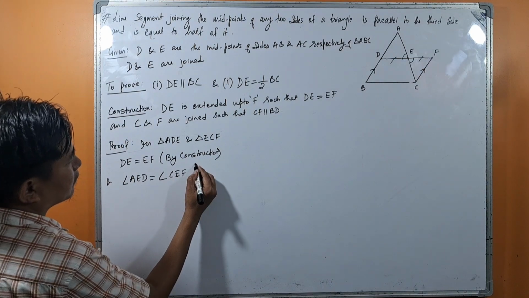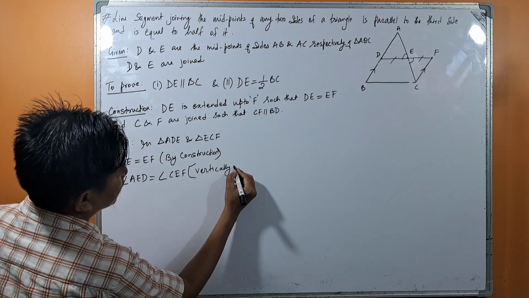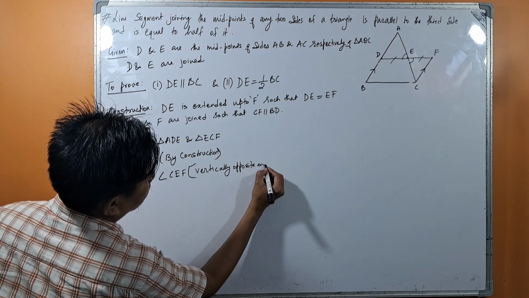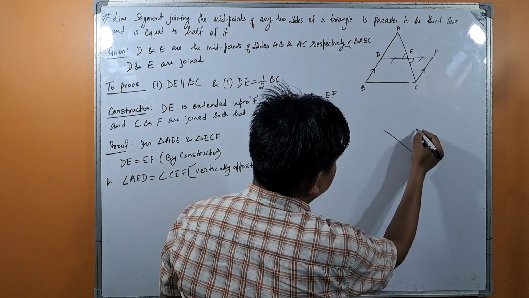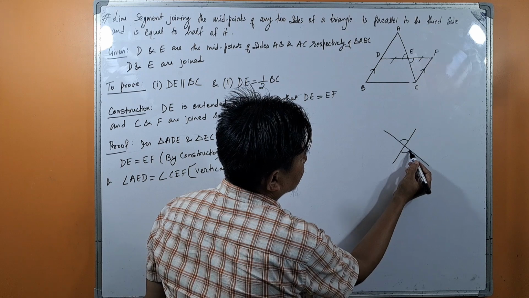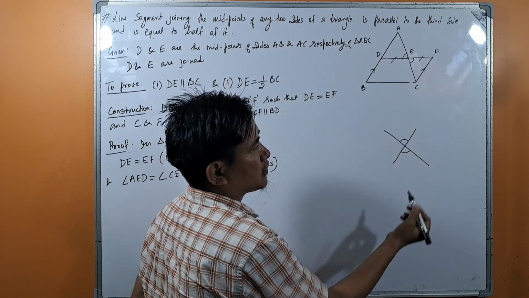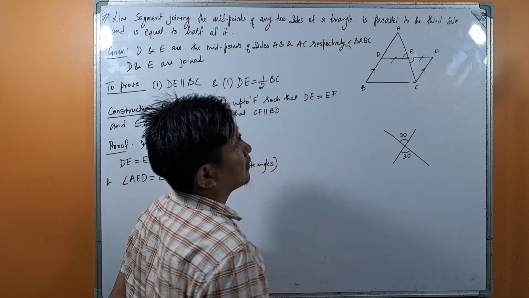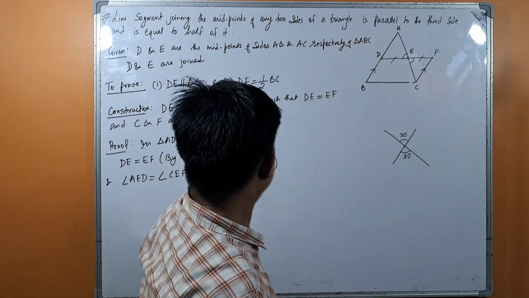These two angles are equal because they are vertically opposite angles, isn't it? Suppose if we have two lines intersecting at this point, then this angle and this angle are vertically opposite. So these two angles must be equal to each other. If this is 30 degree, this angle must also be equal to 30 degree. Similarly, these two angles are vertically opposite and equal to each other.